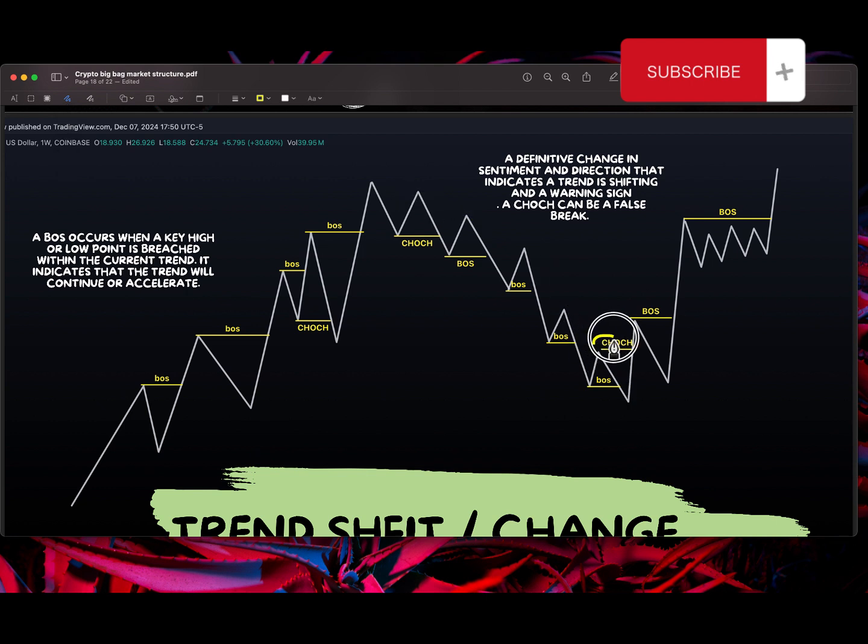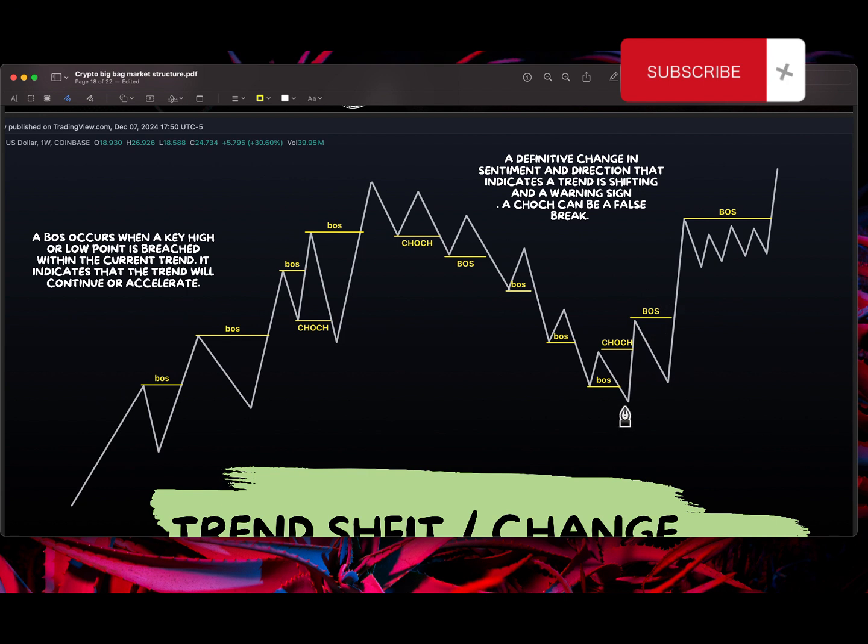When the high is now broken, it's a change of character. It's not like what it has been doing. It's a warning sign, a definite change in the sentiment and direction that indicates a shift. Like I said, it's a warning sign. This can be false, but we need a confirmation that this wants to flip to uptrend. Now we have a move up, we twist back down, now fail to go lower than this. Then price moves up to break structure. Now we are back to uptrend.